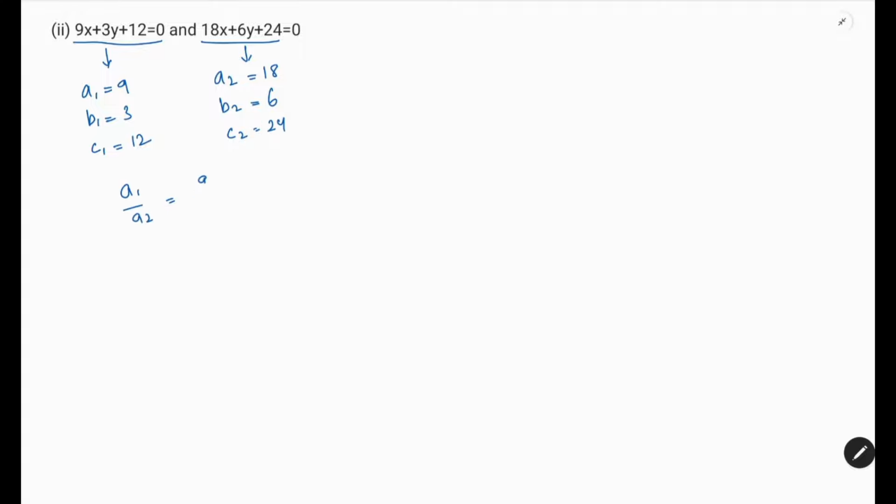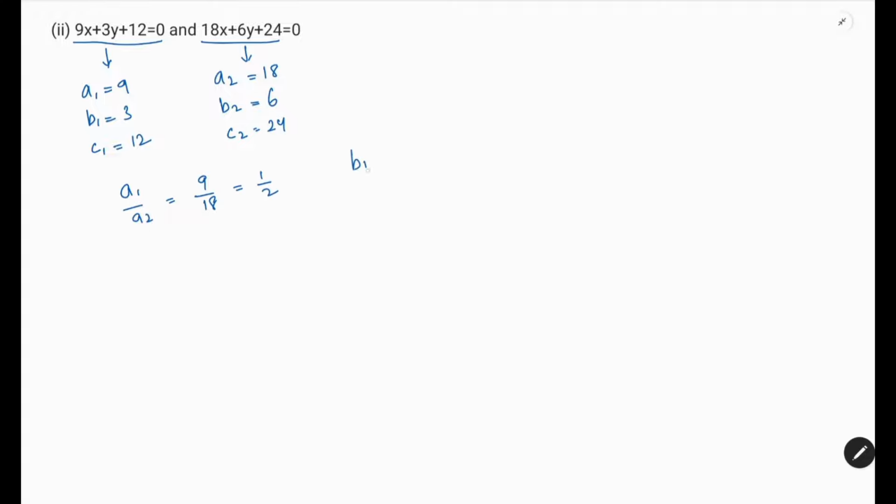These two are the equations given. We should compare a1 by a2, b1 by b2 and c1 by c2. From this equation, a1 is the coefficient of x. It is 9. b1 is the coefficient of y. It is 3. c1 is the constant term. It is 12. From this equation, a2 is the coefficient of x, b2 is the coefficient of y and c2 is the constant term.